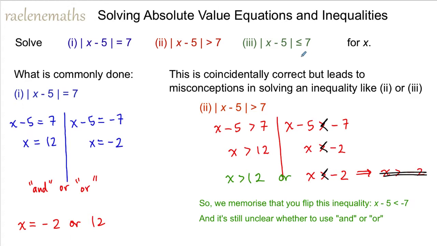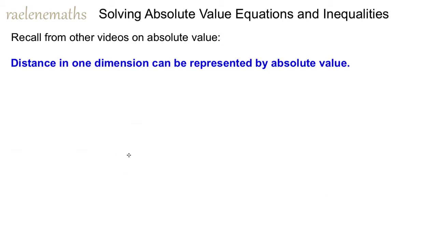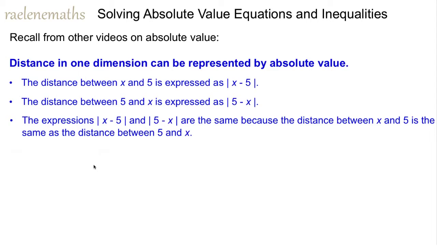Let me show you how I would approach this from a more meaningful, one-dimensional geometric approach. So I'd like to go back to the basics. The first thing is that distance in one dimension can be represented by the absolute value. For example, the distance between x and 5 is expressed as the absolute value of x minus 5. And furthermore, the distance between 5 and x is represented as the absolute value of 5 minus x. And of course, the distance between x and 5 and between 5 and x is the same. So those two absolute value expressions are equal to each other.